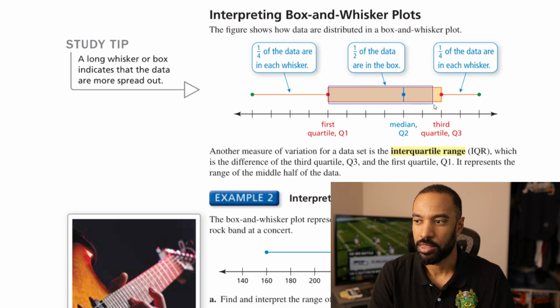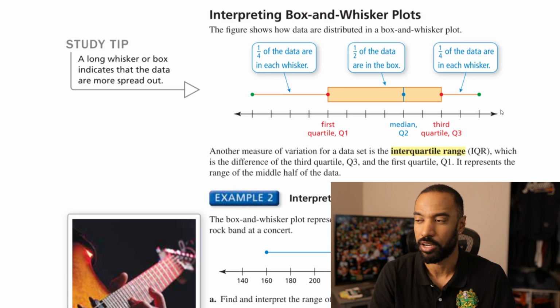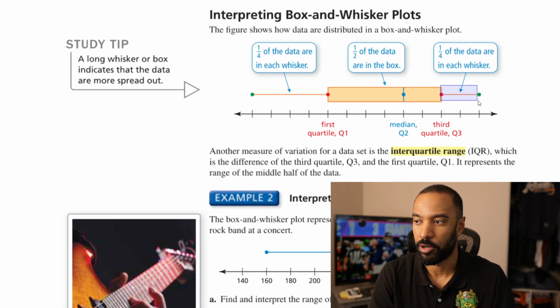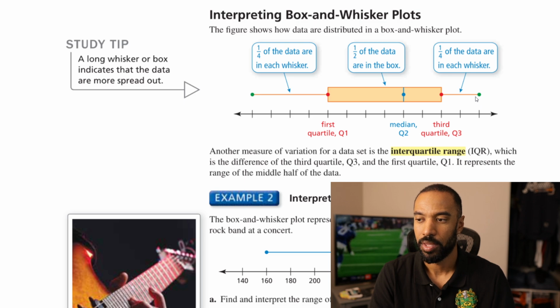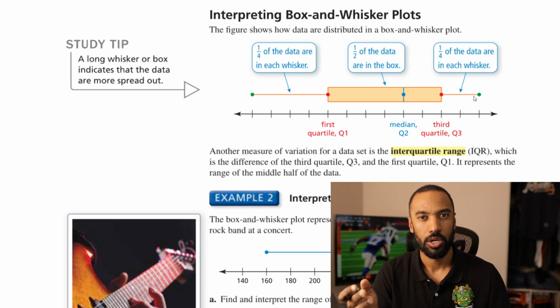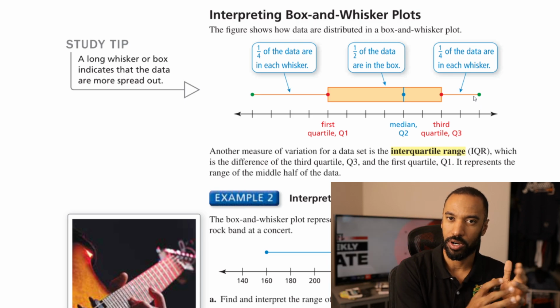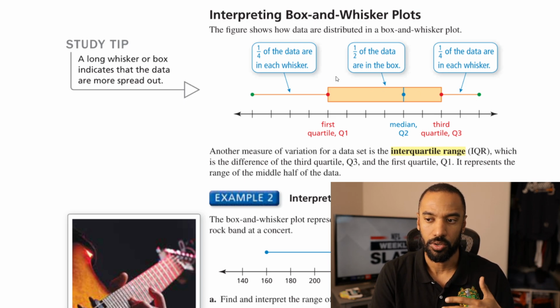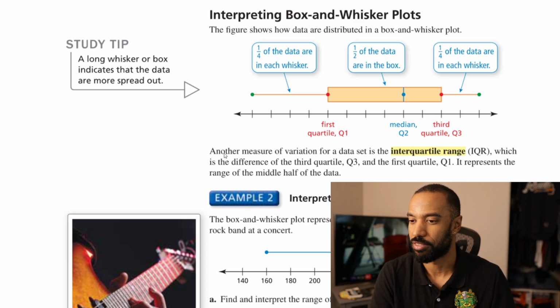And then here's the middle half of everything. That's the interquartile range, right? And they're going to talk about that here in a second. And then the upper 25% all exists there. So it tells you a lot with respect to where each quarter of your data is spread. So you can, I don't know, draw conclusions off that.